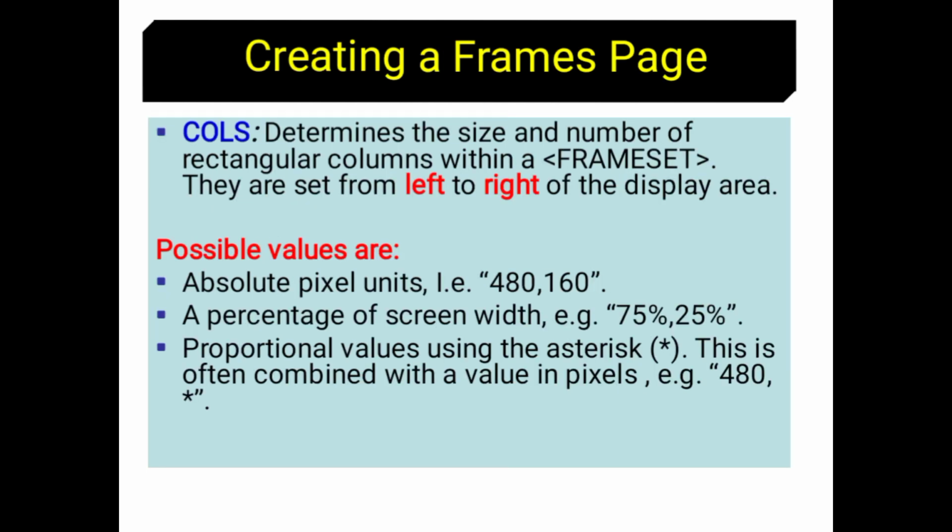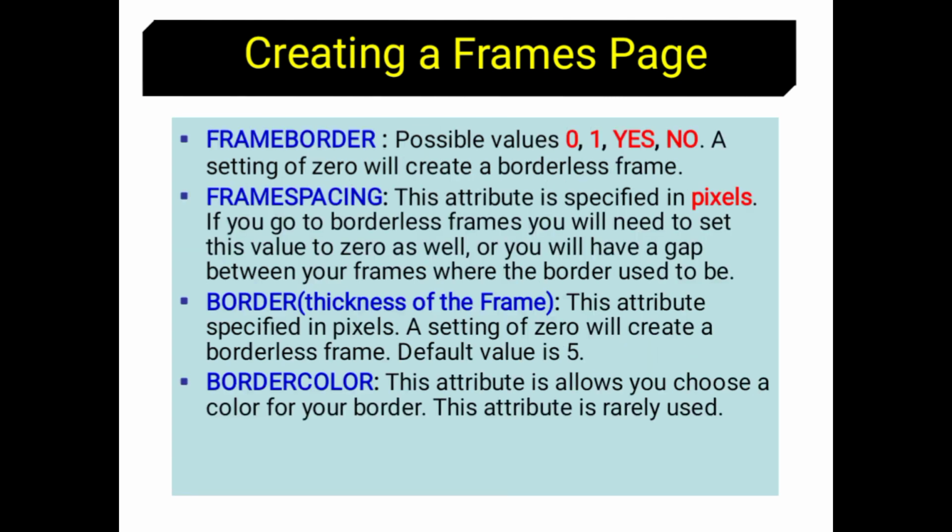Creating a frame page: the columns attribute determines the size and number of the rectangular columns within a frameset tag. They are set from left to right of the display area. The possible values are absolute pixel units, such as 480 and 160; a percentage of screen width, for example 75% and 25%; or proportional values using the asterisk. This is often combined with a value in pixels, for example 480, asterisk.